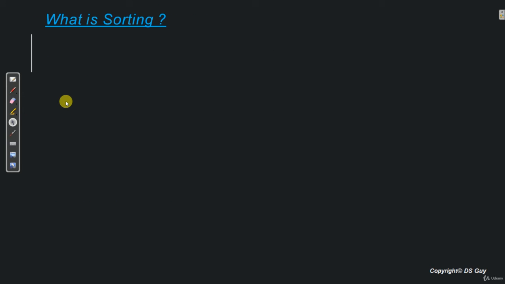So now the question is, what exactly is sorting? Sorting is very simple. All it means is that we arrange the data in a particular format. Either it can be ascending or it can be descending order. If we can do that, that's nothing but sorting. So now let's quickly see one simple example to understand sorting better.